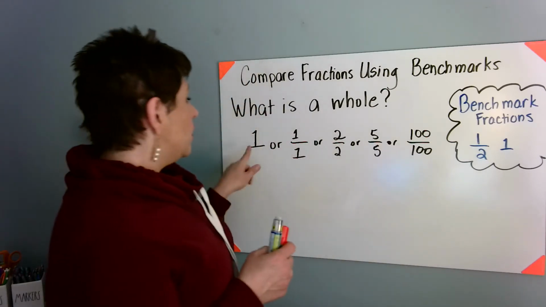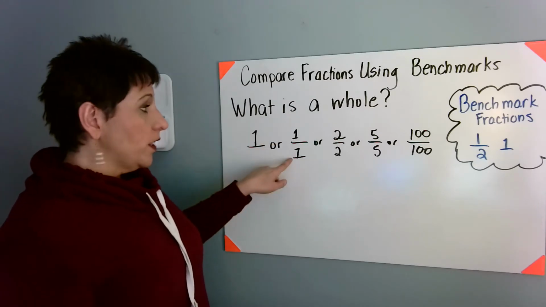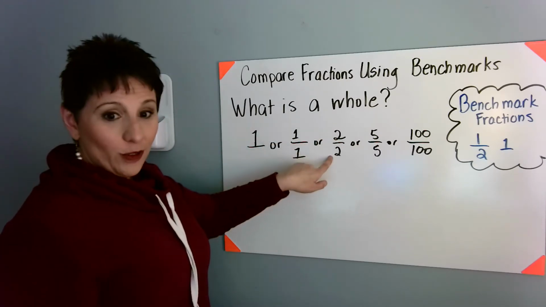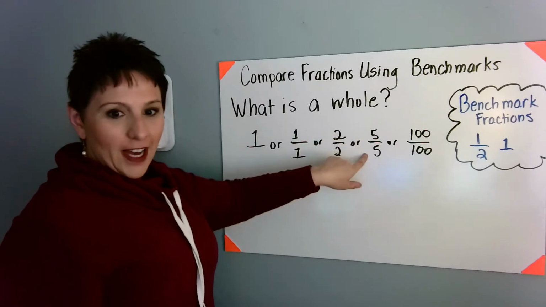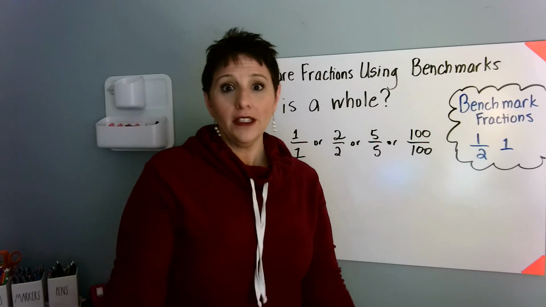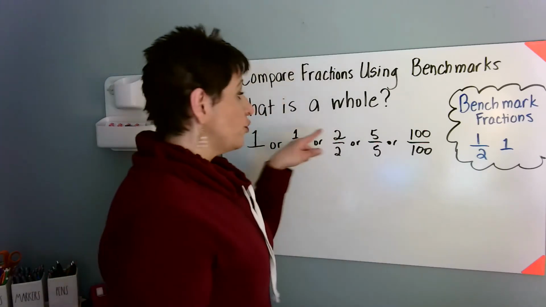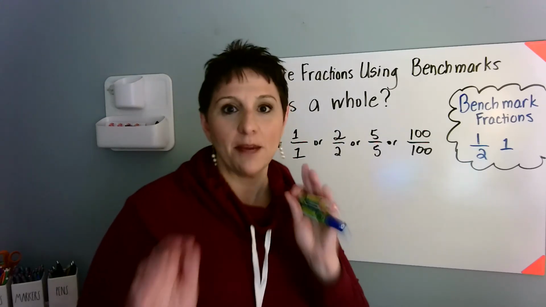So here's the deal. I can write 1 as the number 1, or I can write it as 1 over 1, or 2 over 2, or 5 over 5, or 100 over 100, 10,000 over 10,000, a million over a million, 99 over 99, 14 over 14. It doesn't matter as long as your numerator and denominator are the exact same. That's how you write a whole number.